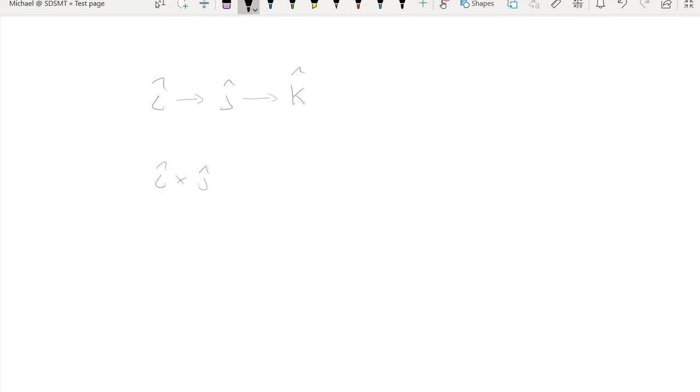I cross J results in positive K. Why? Because you are following the alphabet with your cross product. The first vector in your cross product is I hat. The second vector in your cross product is J hat. That is an alphabetical order. As such, the result is a positive K hat.